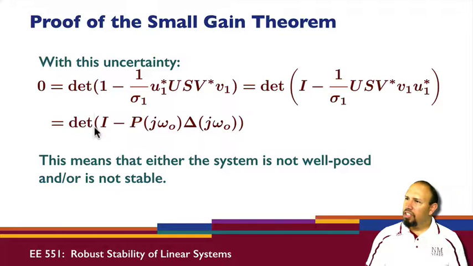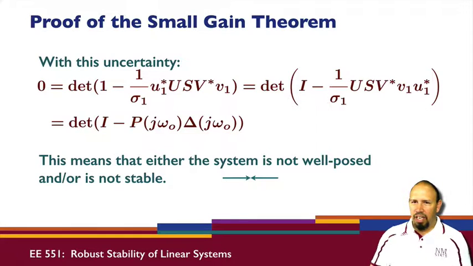Okay, and so what this shows is that 0 is equal to the determinant of I minus P evaluated at j omega, delta at j omega. So we have 0 determinant. This means that the system is either not well posed or not stable. So this provides our contradiction, and as a result, we have proved the small gain theorem. Thank you very much.